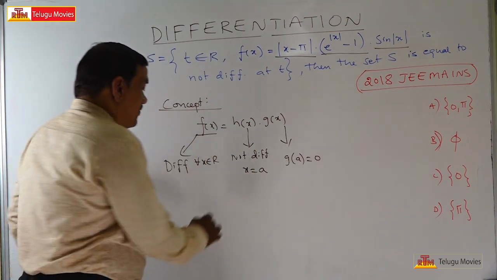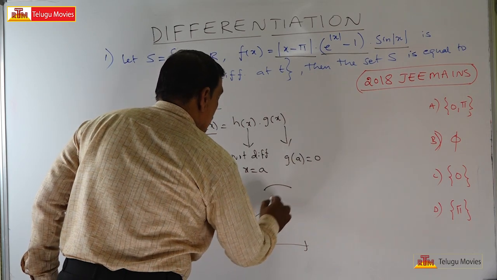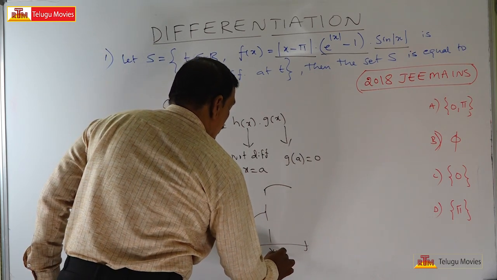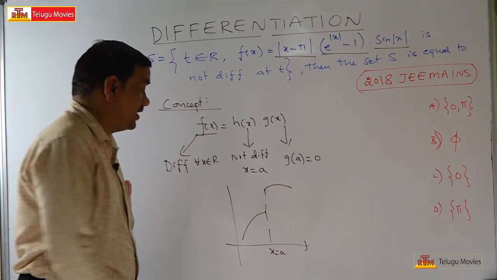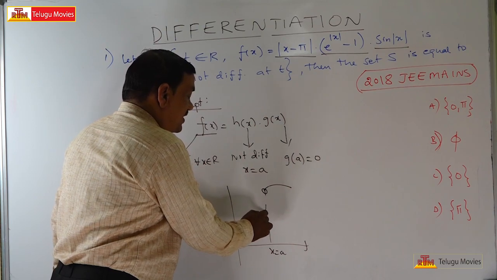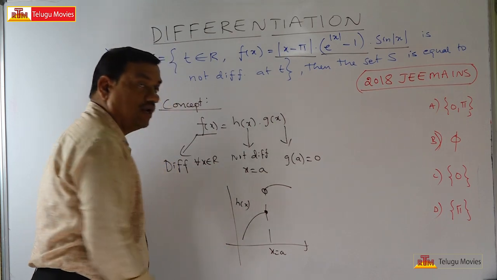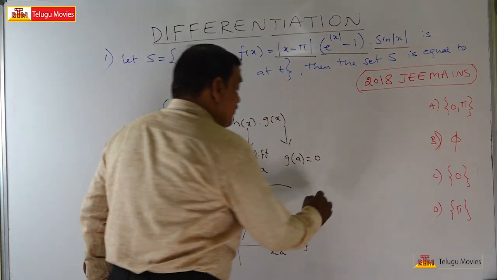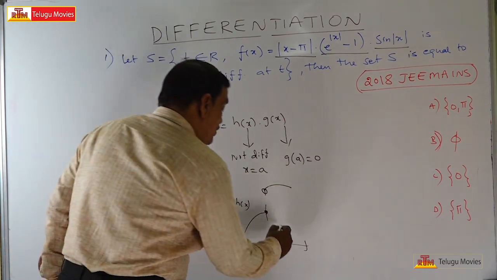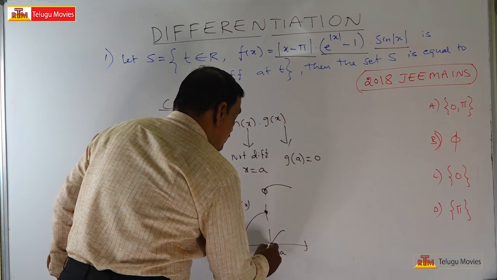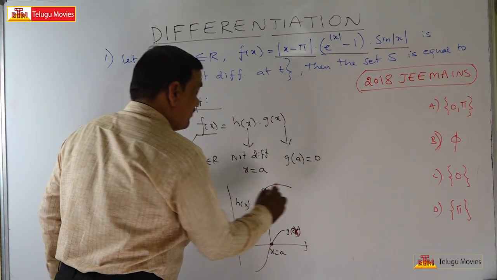That means the first function is not differentiable at x is equal to a; here there is a breakage. So this is the h of x function. Now, what is the g of x function? g of a is equal to 0 means what? So your function is this. This is your g of x function.